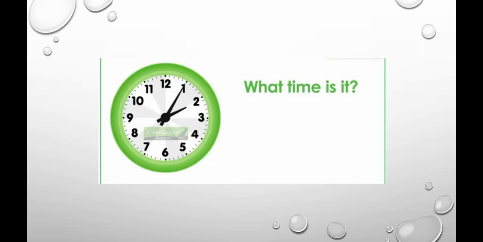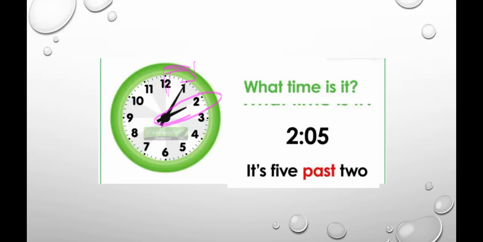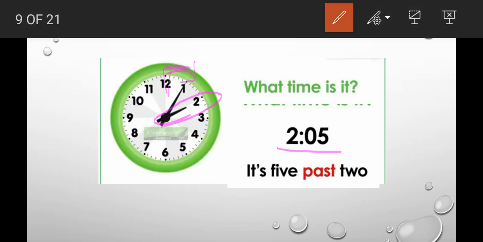See here, the minute hand is on 1 and the short hand is on 2. So what's the time? 2 hours. How many minutes are over? It has started from here and it has reached here. That means how many divisions it covered? It covered 5 divisions. So it is 2 hours 5 minutes. That's how you have to write 2 and then 5. 2, 5. Or another way is it's 5 past 2.